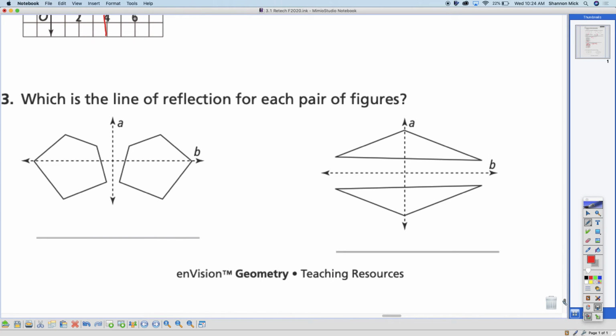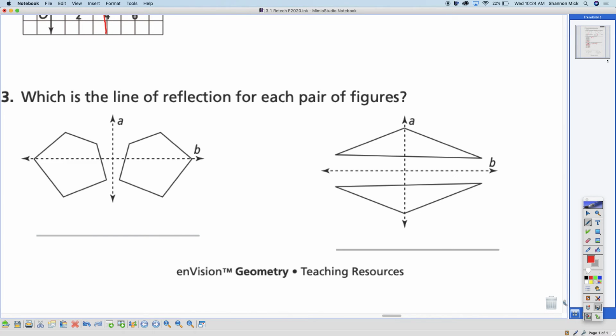Okay, which is the line of reflection on the first one? Is it A or B? A. It's A. How do you know it's A? Because they're all on the line. Like it looks, well, it's not on the B, it's the object, right? Because if it was B, it'd be up and down from each other, wouldn't it? Okay, what's this one? R of what? B.